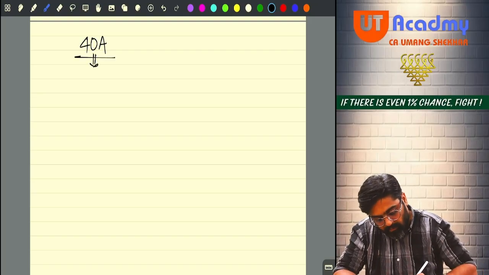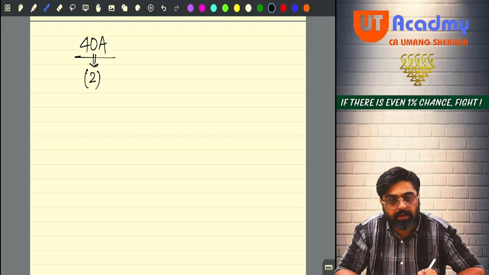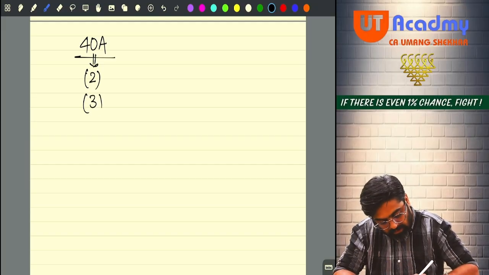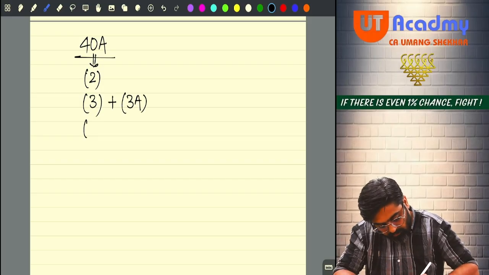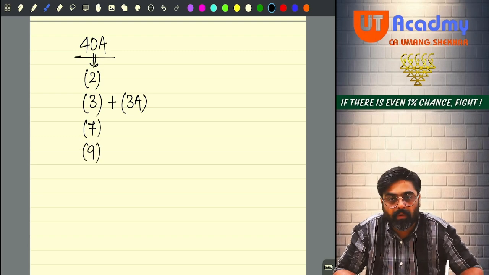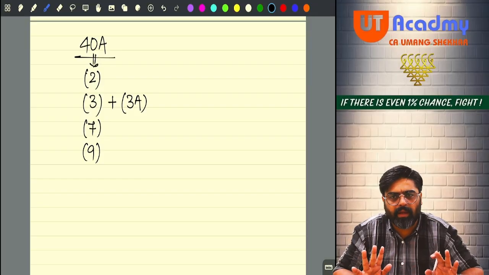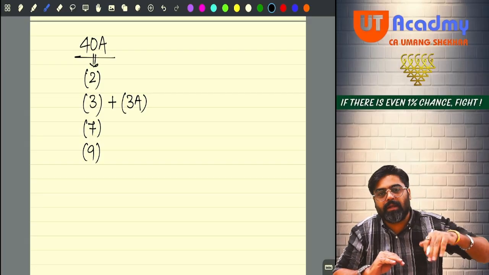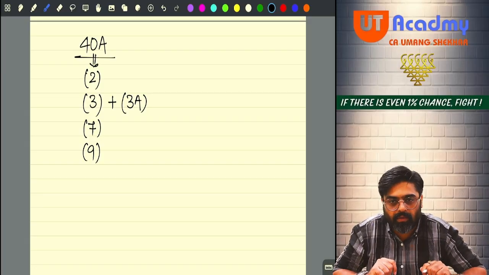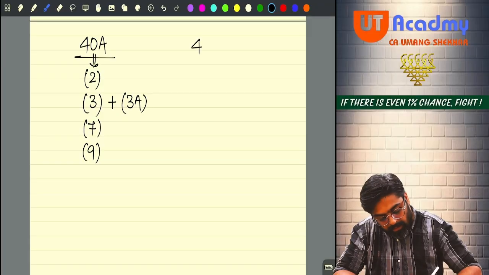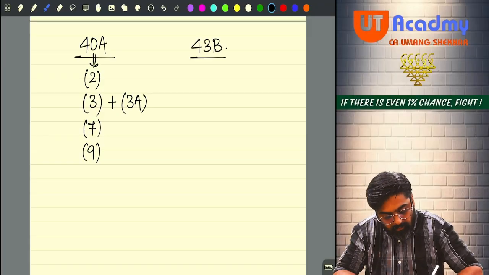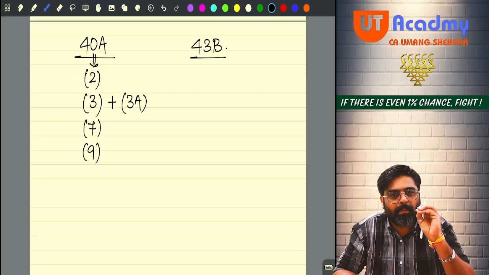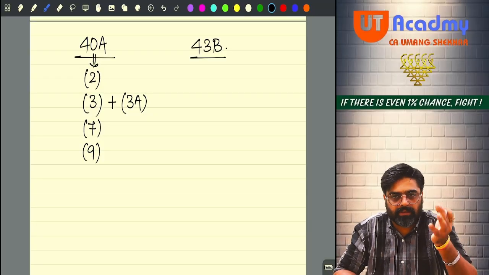In this 40A, we are supposed to do subsection 2, then subsection 3. Along with 3, we are going to do 3A also. Then we are going to do 40A7, then 40A9. Very easy sections, very easy. And one or two things are only repetition of the things which we have done earlier. Then we are going to complete 43B. 43B we all know, but some part of 43B is yet to be discussed with you.